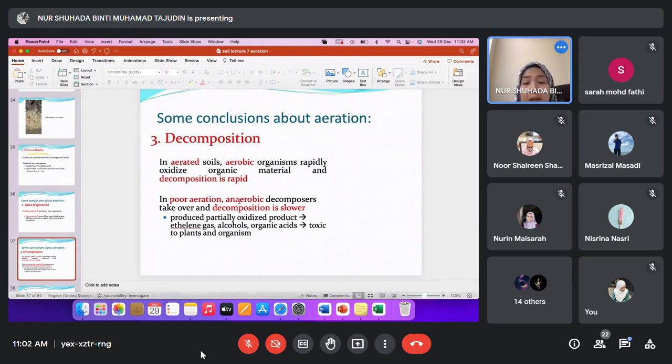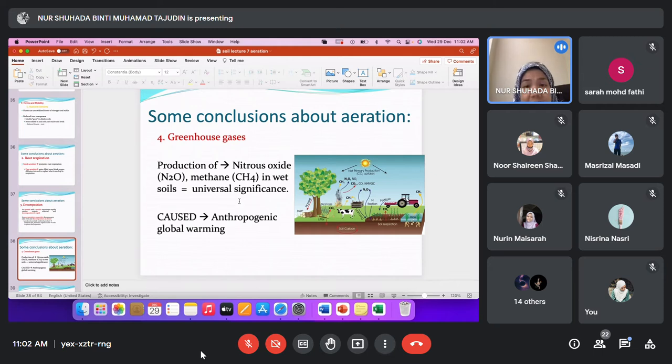Okay, greenhouse gases should be in your mind when we talk about these things. For example, floods, you can see. Okay, so under submerged conditions or waterlogged areas, there is a production of nitric oxide. Like I showed with the paddy earlier, there is the production of N2 and also methane. Okay, that is contributing to global warming or greenhouse gases.